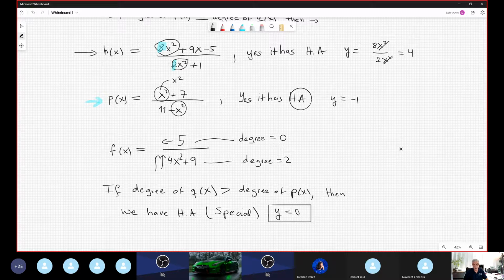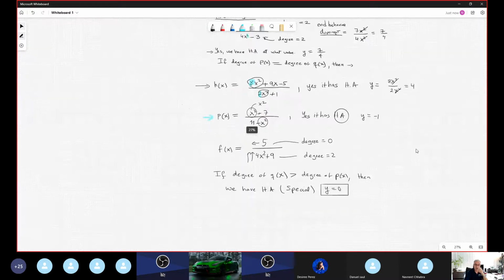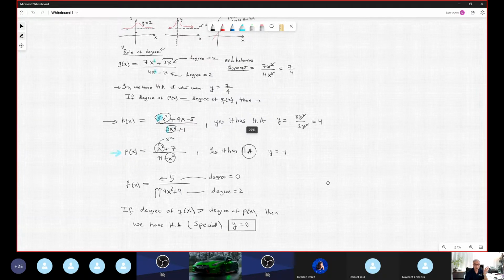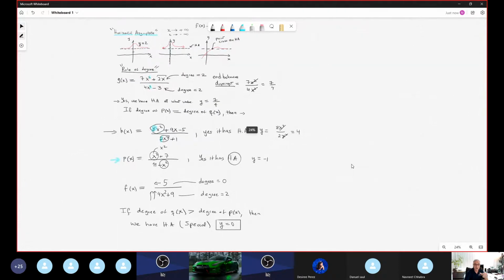So in conclusion, guys, to determine the horizontal asymptote, we have two cases. This is confusing, because the students don't remember very well. The regular scenario is when the degree is the same. Then we have a y value given by the ratio between the two dominant monomials. And we have another special situation, in which the degree of the denominator is bigger than the degree of the numerator.